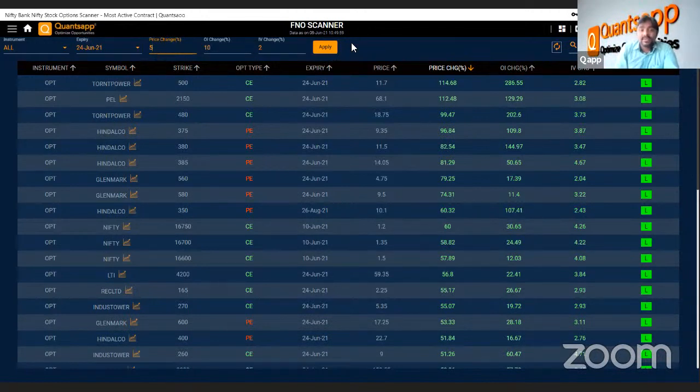Now we can give another input of OI also, right? What percent of OI change do you want specifically? And if you want a change on IV also, specifically volatility, right? Okay. So now if we click on this, we can change this value. Let's move it to 10, or let's make it 20. Let's make it 4. Click on apply.